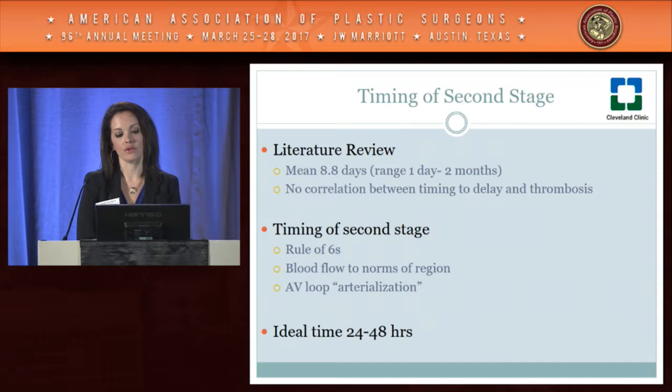Some propose that the AV loop should be allowed to arterialize prior to division. However, to our knowledge, there has been no histologic evidence if and when arterialization occurs in the short amount of time that an AV loop is typically allowed to mature for. It has been proposed that the ideal time to delay might be 24 to 48 hours, as this is long enough to test the patency of the loop, but short enough to prevent any inflammation from developing.